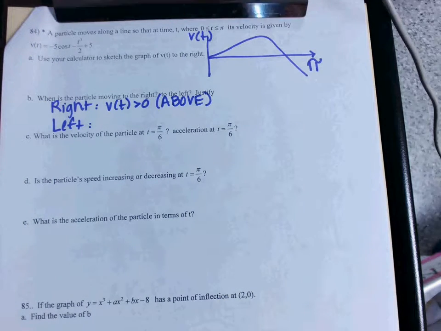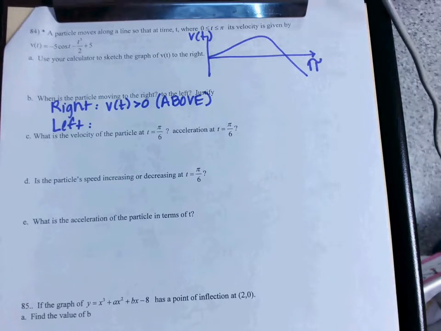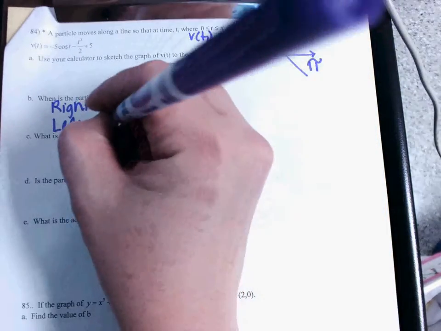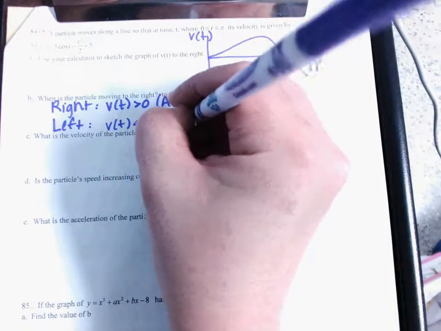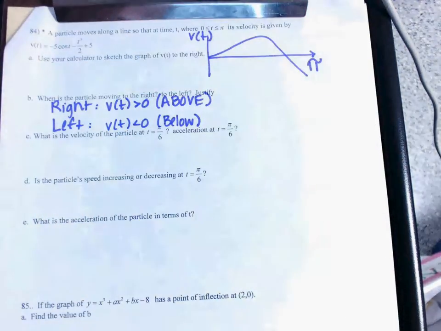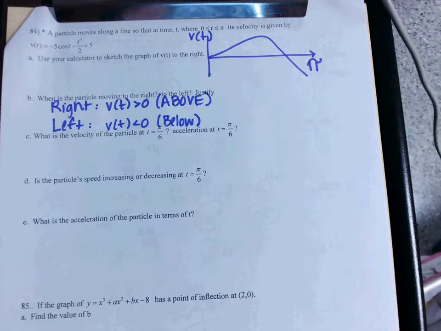Then for my particle to be moving to the left, what would V of t need to be? Less than 0, which means that it would have to be below. So the point that you need to find then on your calculator is the x-intercept. If you have not found that yet, go ahead and find that now.